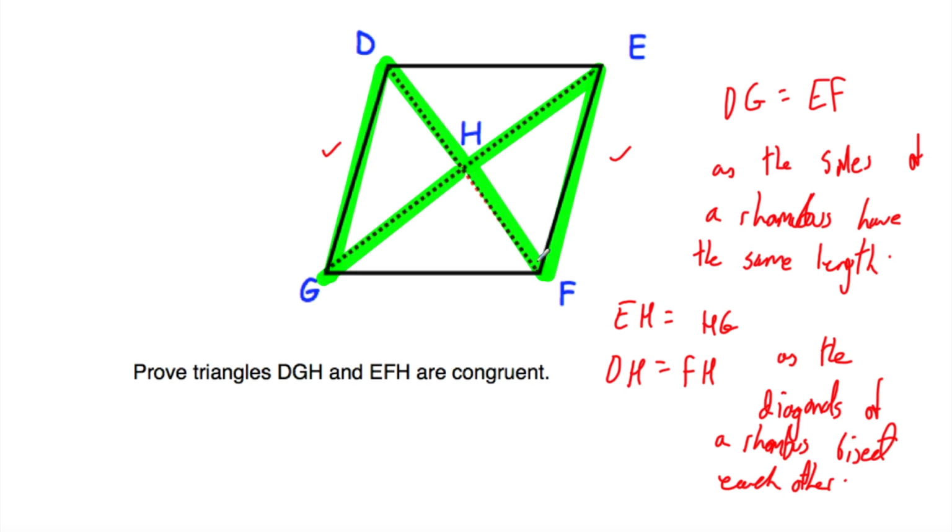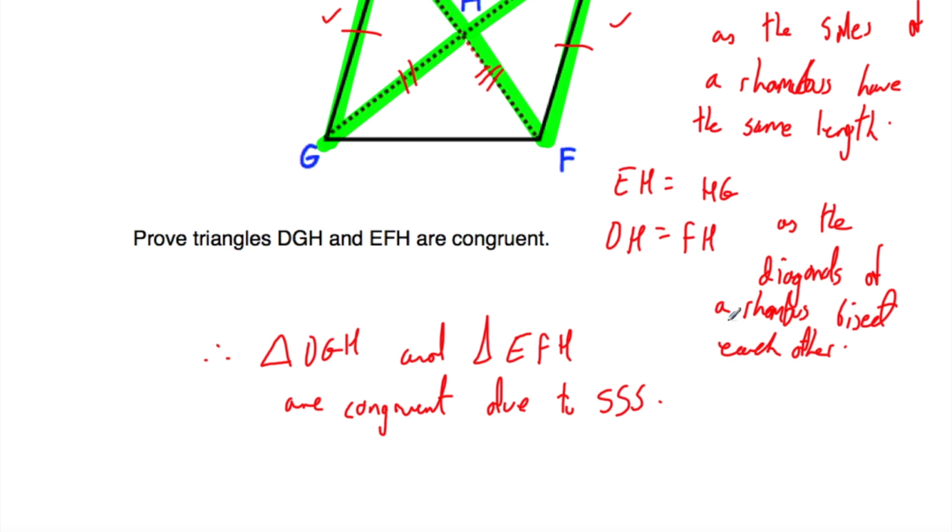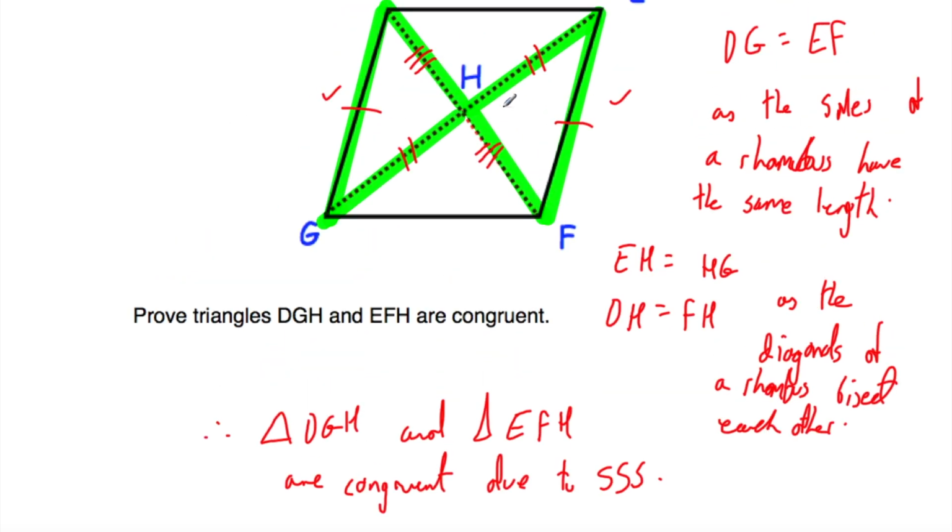So this diagonal's been cut in half, and that means that this length, DH, would be the same as this length here, FH, but also this diagonal's been cut in half, and HG would be the same length as EH. So if we have a look at these triangles, we know that DG would have the same length as EF, because we know the sides of a rhombus have got the same length. We know that GH would have the same length as EH, and we'd also know that DH is the same length as FH. So these two triangles are congruent due to side, side, side. So let's explain that. And that's it. I've just explained that triangle DGH and triangle EFH are congruent due to side, side, side.